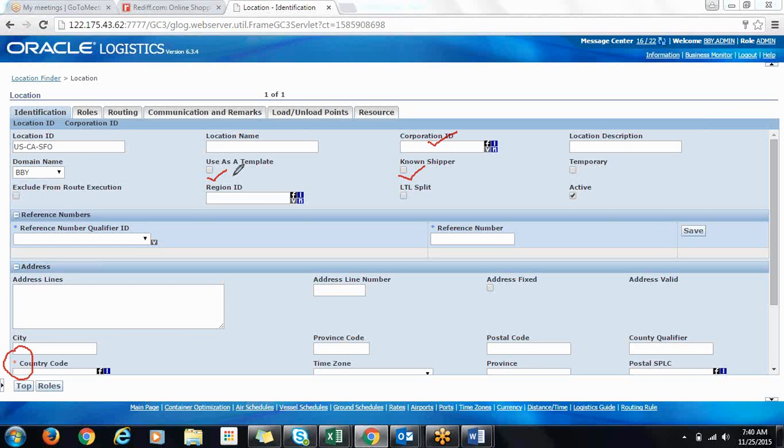Also, please bear in mind, if you mark it as a template, this will not be available in your operations. That's the only thing. Obviously, we don't want it to be, because the objective of this location is to create other locations rather than creating an order out of this particular location.